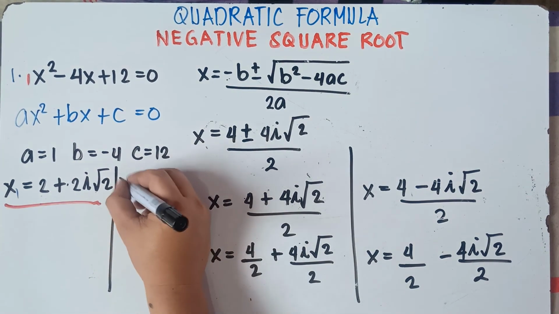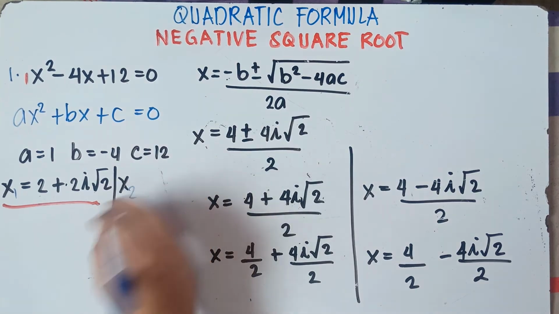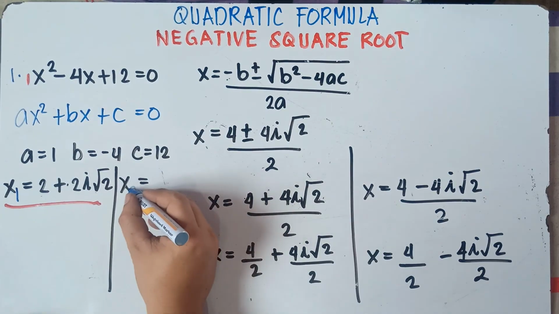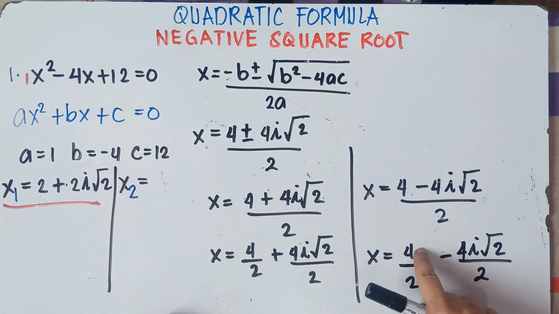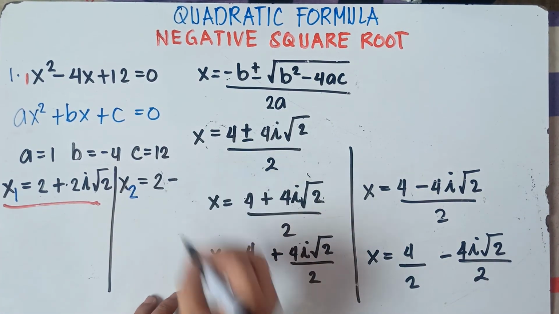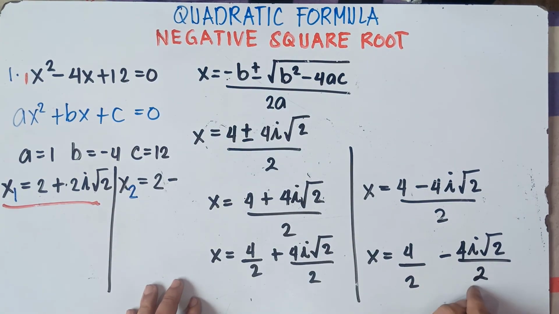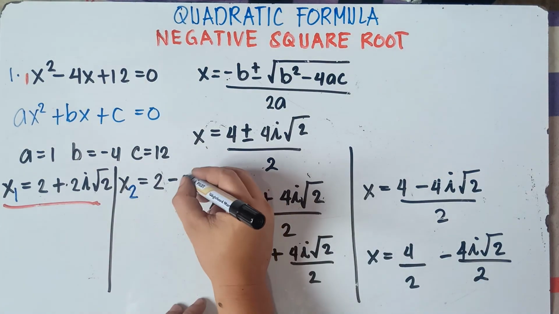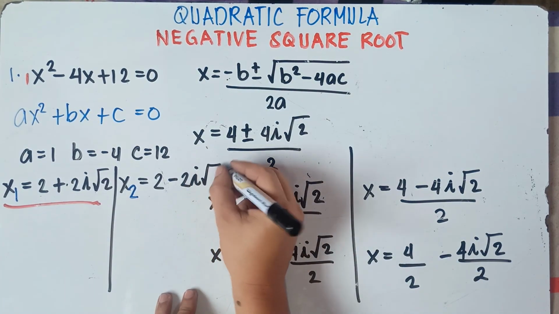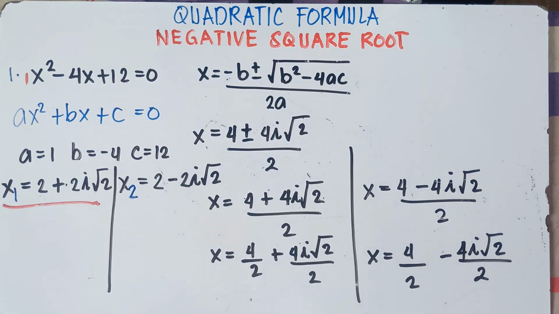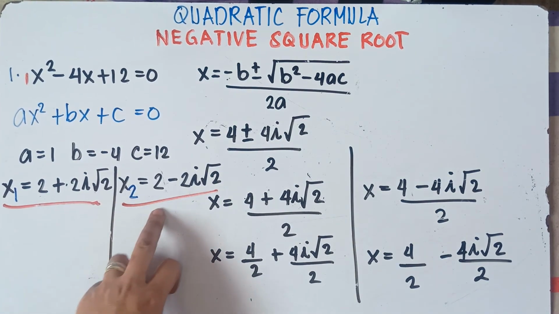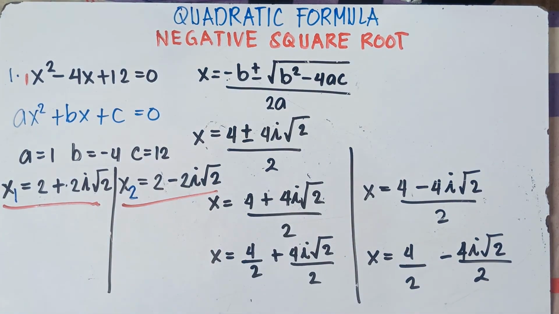And the other one will be x sub 2. x sub 2 equals 4 divided by 2, that's 2, minus, we can divide 4 by 2. Once again, copy the minus sign, then 4 divided by 2, that's 2. Then copy i, then square root of 2. That's it, class. All set. This will be your answer, class: x sub 1, 2 plus 2i square root of 2, and x sub 2, 2 minus 2i square root of 2. That's it, class.